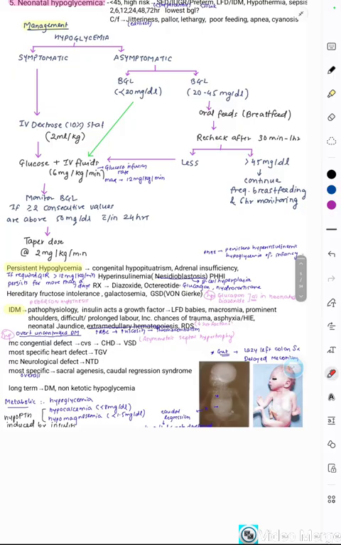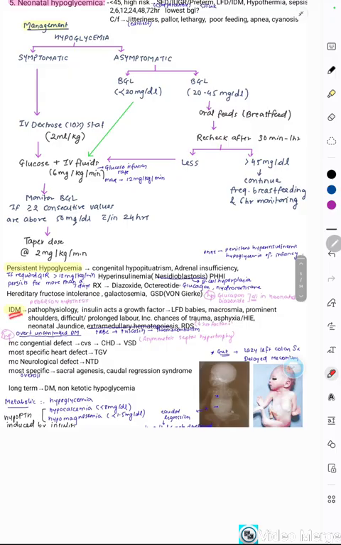The causes for persistent hypoglycemia are congenital hypopituitarism, then hyperinsulinemia, that is called as nesidioblastosis, wherein beta cell hyperplasia is seen, then PHHI, that is persistent hyperinsulinemic hypoglycemia of infancy, hereditary fructose intolerance, galactosemia, and glycogen disorder, that is von Gierke's disease. The medical management consists of diazoxide, octreotide, glucagon, and hydrocortisone, out of which glucagon and diazoxide are contraindicated in case of neonates.